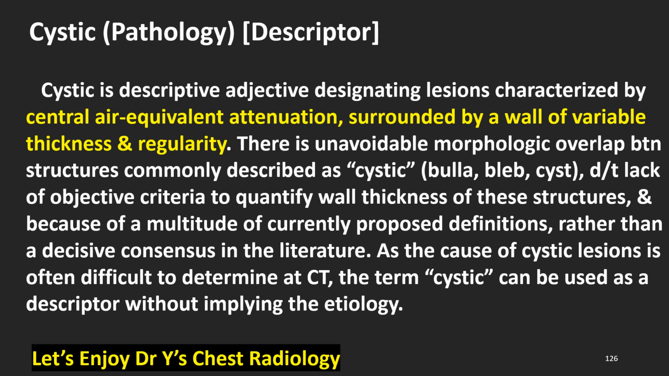Cystic pathology descriptor. Cystic is a descriptive adjective designating lesions characterized by central air equivalent attenuation, surrounded by a wall of variable thickness and regularity. There is unavoidable morphologic overlap between structures commonly described as cystic, bulla, bleb, cyst, due to lack of objective criteria to quantify wall thickness of these structures, and because of a multitude of currently proposed definitions rather than a decisive consensus in the literature. As the cause of cystic lesions is often difficult to determine at CT, the term cystic can be used as a descriptor without implying etiology.